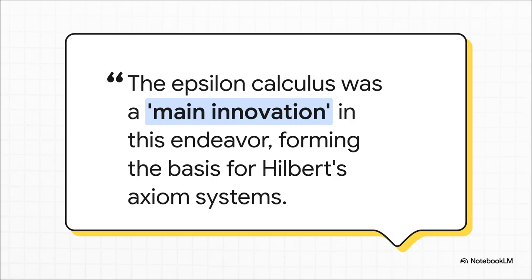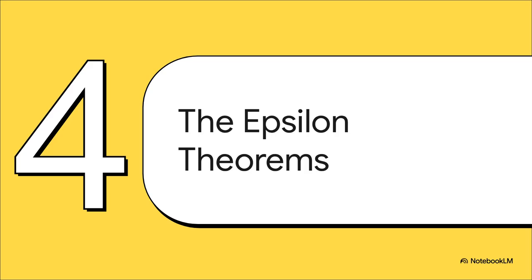This new quantifier-free logic was the engine that Hilbert was betting on to finally deliver that proof of absolute consistency for all of mathematics. Okay, so if you're going to build a whole new system of logic, you have to prove it's actually up to the job, right? To do that, Hilbert and his colleagues established two major results, which we now call the epsilon theorems.